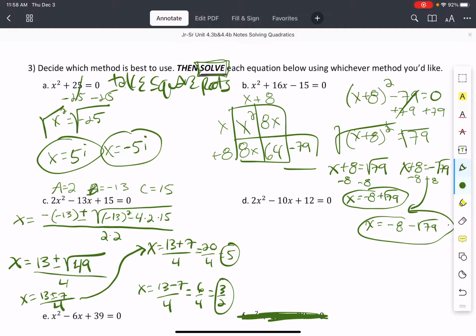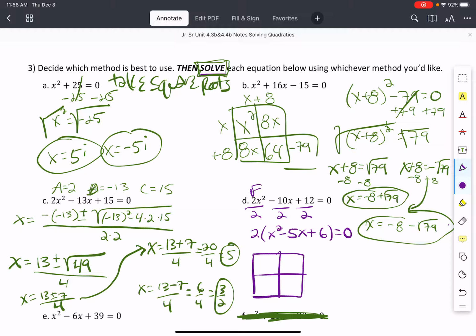All right. Which method should we use for D? Factoring, because that has a GCF. So let's start by getting rid of the 2. Then I'm going to do my regular box for factoring.